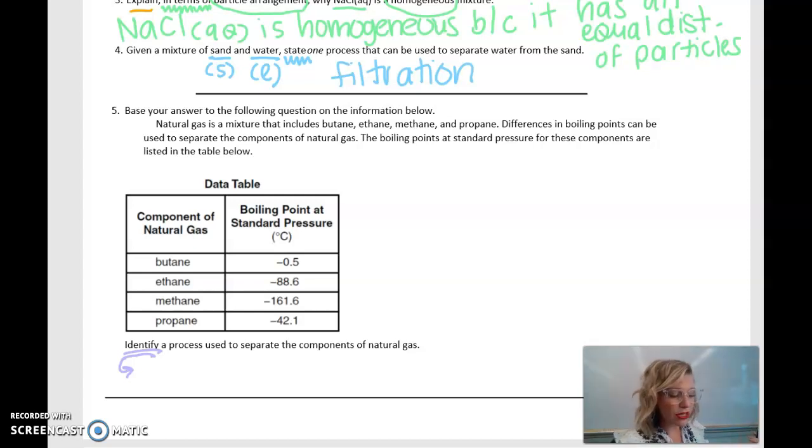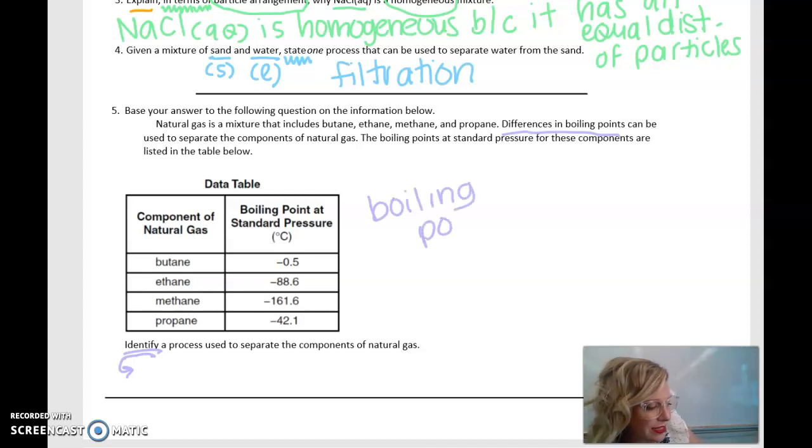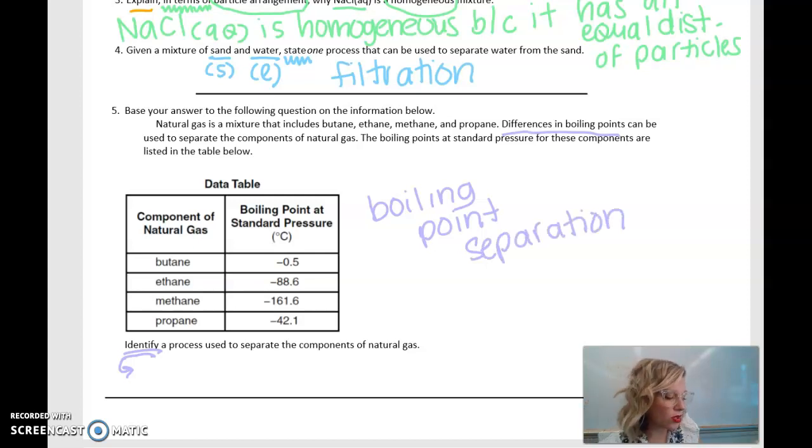Natural gas is a mixture that includes butane, ethane, methane, and propane. Differences in boiling points can be used to separate the components of natural gas. So it tells us right here that the way we're going to separate this is by boiling point. Now, that's not enough information because that's not what the process is called. So we need to know from our content knowledge, what process do we use to separate by boiling point? If we think back to our separation of mixtures, that is going to be distillation.